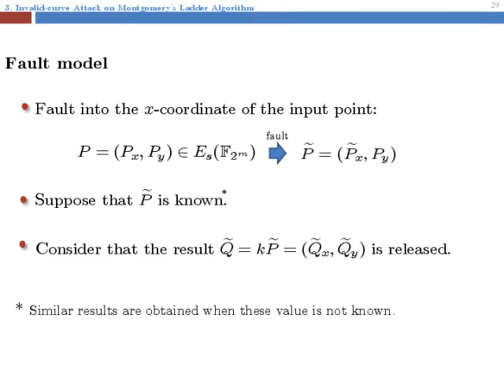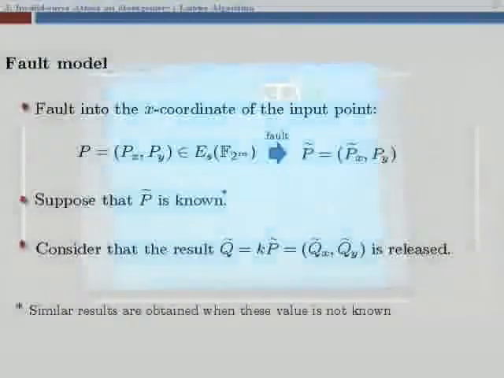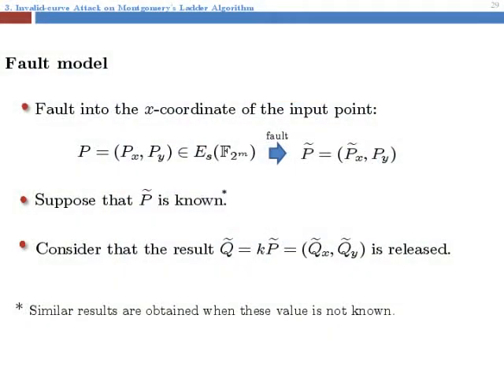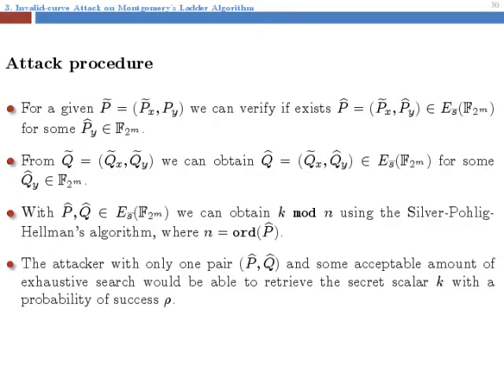What is the idea? Basically, we have this computation, we have the input point, and if we can inject a fault in the x coordinate of the input point, we can obtain P tilde. P tilde is no longer part of the original elliptic curve. Actually, it's not part of an elliptic curve, not even the other curve, because Py has another number. However, if we know this P tilde and we get the result, we can retrieve the scalar in this example. I will show you how.